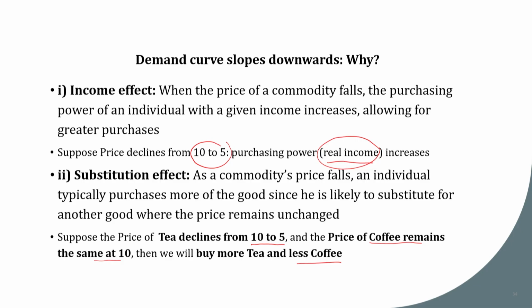So people will shift. Suppose you have been drinking 5 cups of coffee and 5 cups of tea per day. Now because of this price change, you are going to drink maybe 9 cups of tea and 1 cup of coffee because the price of tea has declined. Similarly, some of the consumers who have been drinking coffee may switch to tea now. So they will be demanding more tea because of this price change. As a result, we can say that there is an increase in the quantity of tea demanded. So this is called the substitution effect.